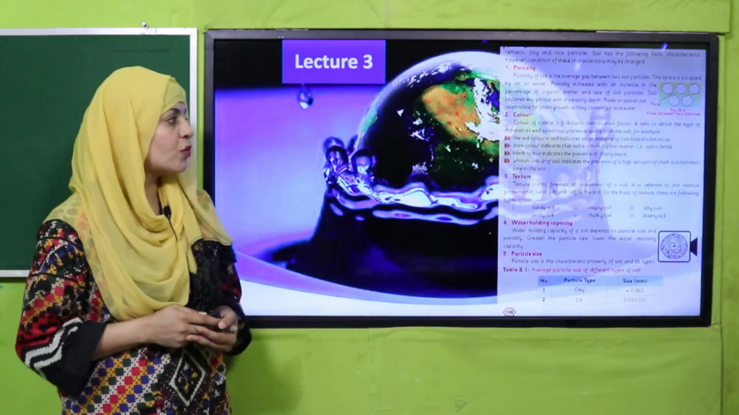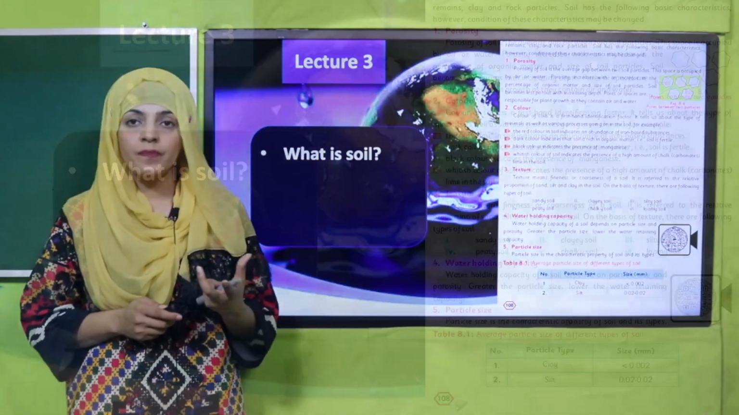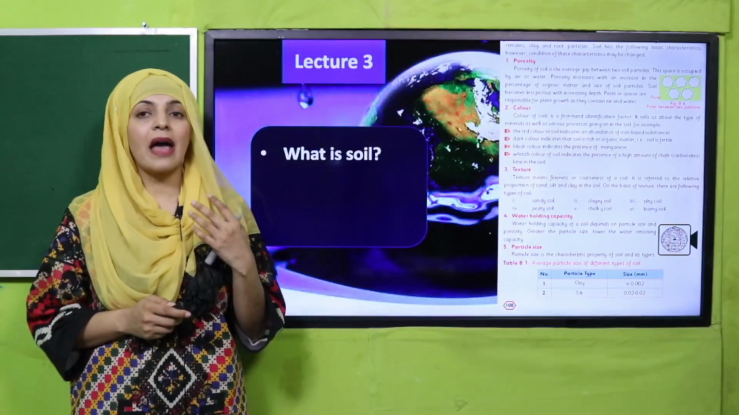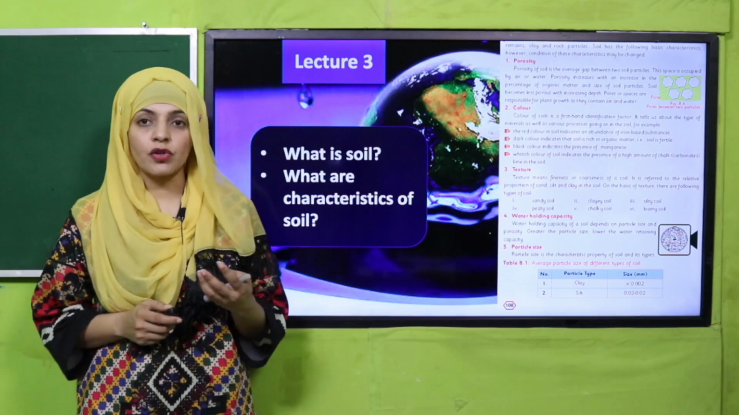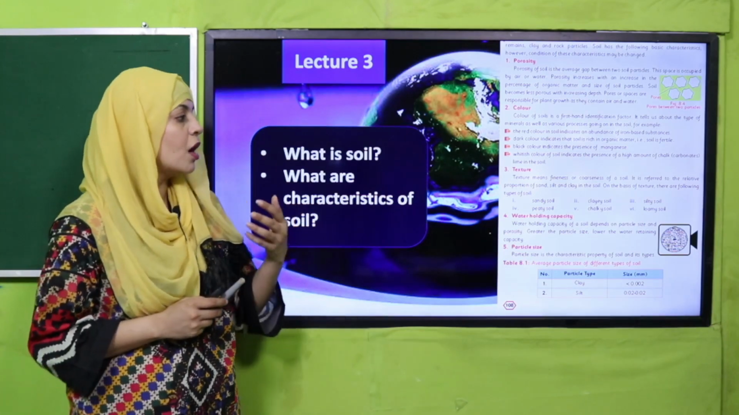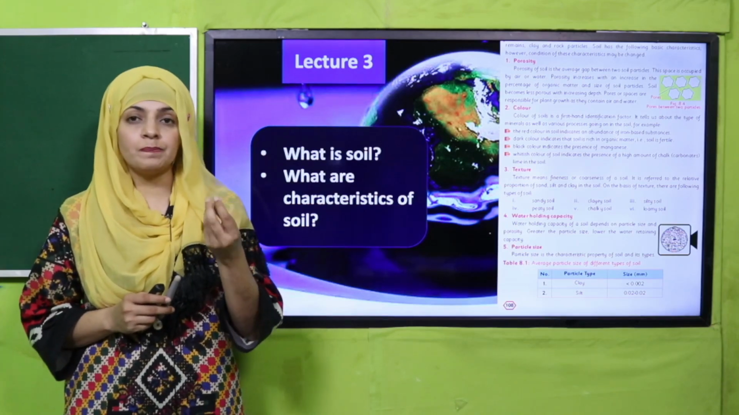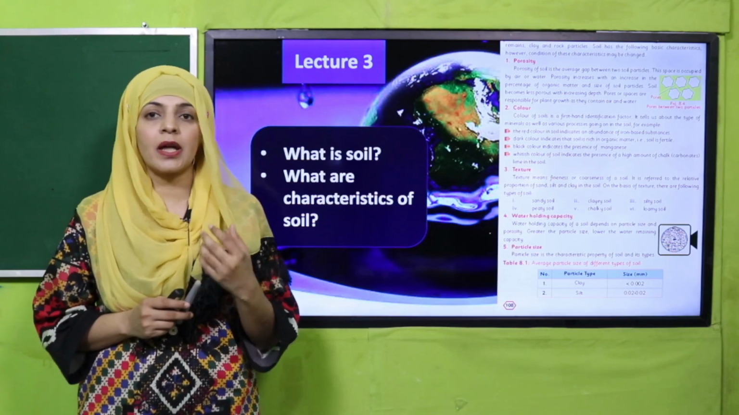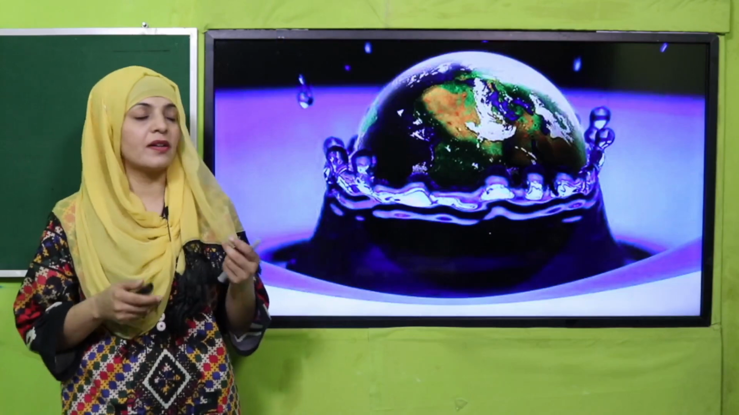Then in lecture number 3 we discussed the soil. So what is soil? Soil is the uppermost part of the earth that is present on the crust and we grow plants in the soil. Then what are the characteristics of the soil? So the characteristics of the soil are porosity, color, texture, water holding capacity, particle size and its texture and its colors, these all make up the characteristics of the soil.